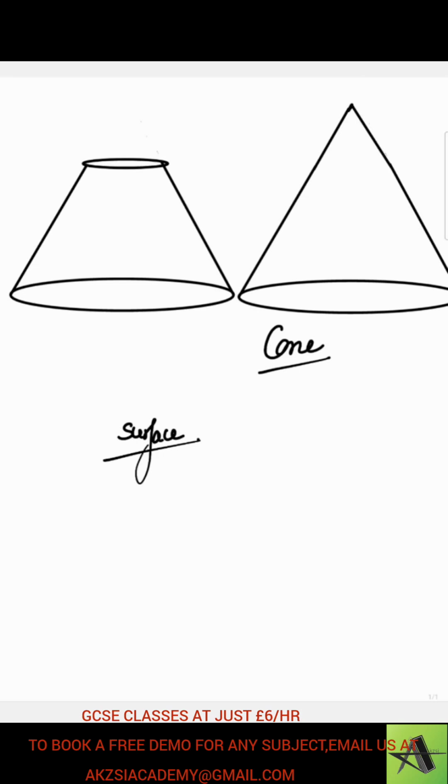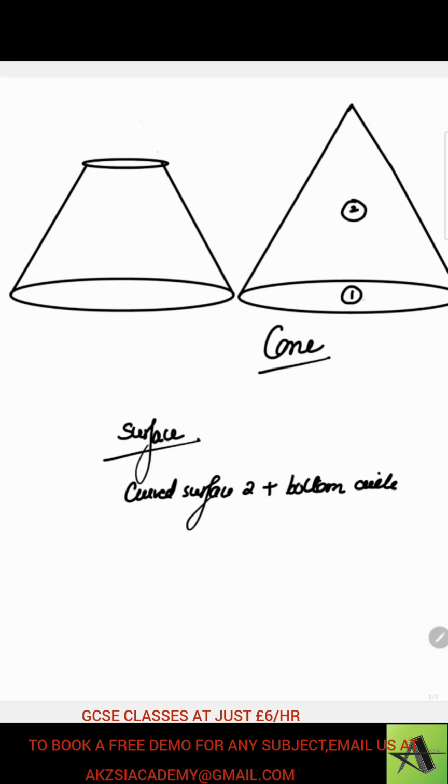If I want to calculate the total surface area of a cone, I have to add the areas of the two surfaces of this cone. Clearly, there are two surfaces: the bottom one, which is a circle, and the upper one, which is a curved surface. So it would be curved surface plus bottom circle.